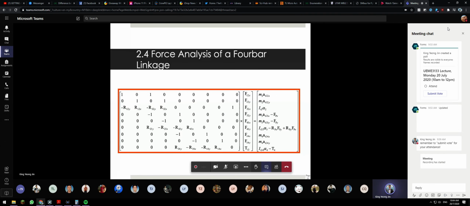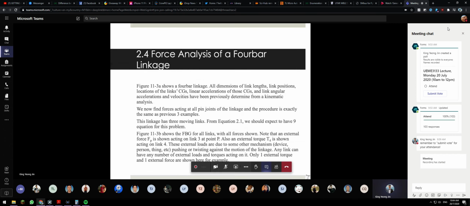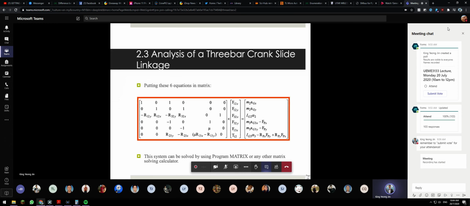Okay, so we look at the, let me check. We actually look at the 3-bar crank slider, all right, 3-bar crank slider linkage. So we have these 6 equations here.